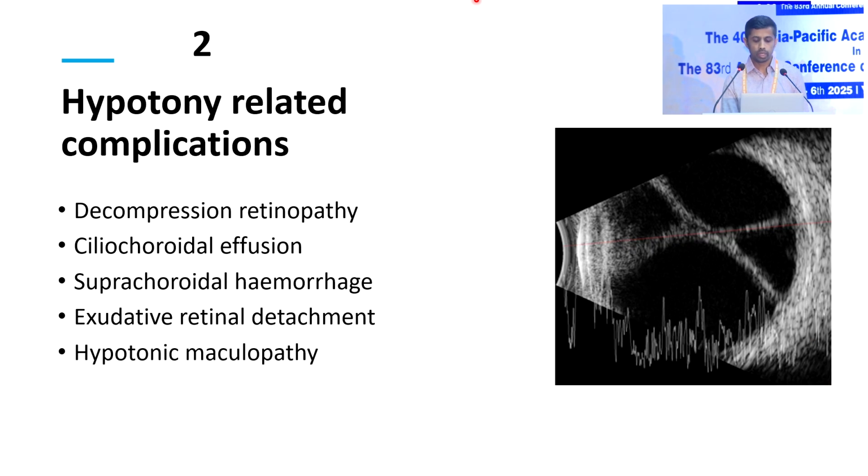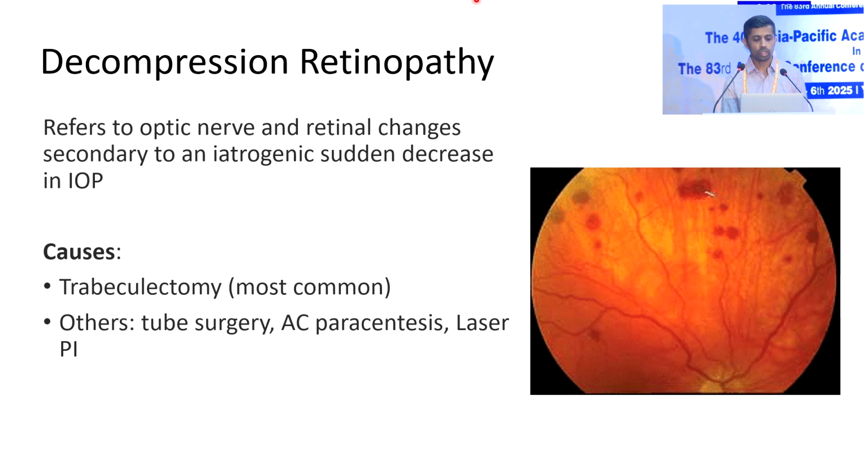Coming on to hypotony related complications, first of all, decompression retinopathy. It refers to optic nerve and retinal changes secondary to an iatrogenic sudden decrease in IOP. Trabeculectomy is the most common cause. Other surgeries which can cause decompression retinopathy include tube surgeries, AC paracentesis, and laser PI in a patient who has very high IOP.